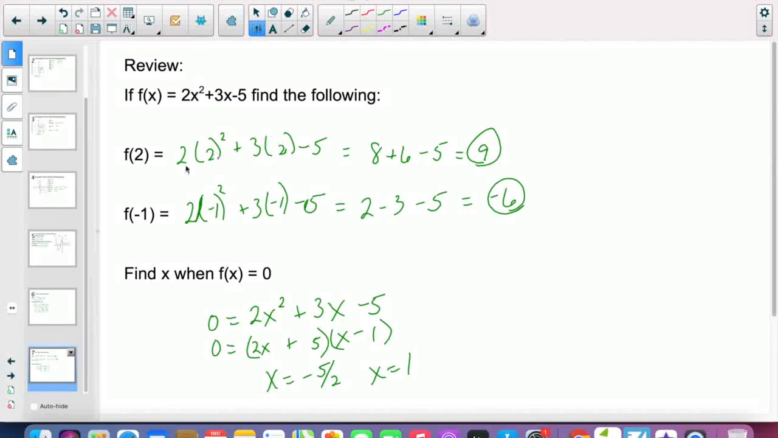So here are your answers. When x equals 2, f of x is 9. So f of 2 equals 9. f of -1 is -6. And then the x values when your y is equal to 0 here are -5/2 and 1.